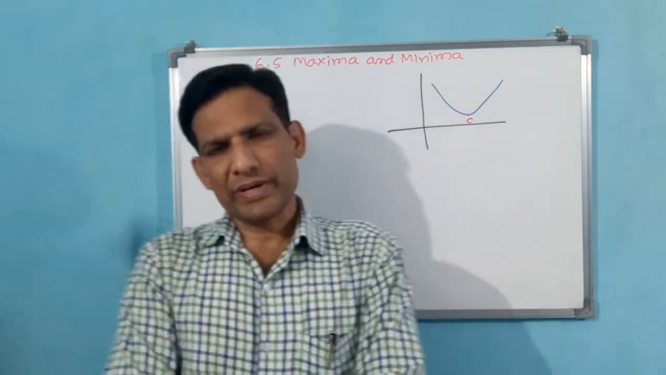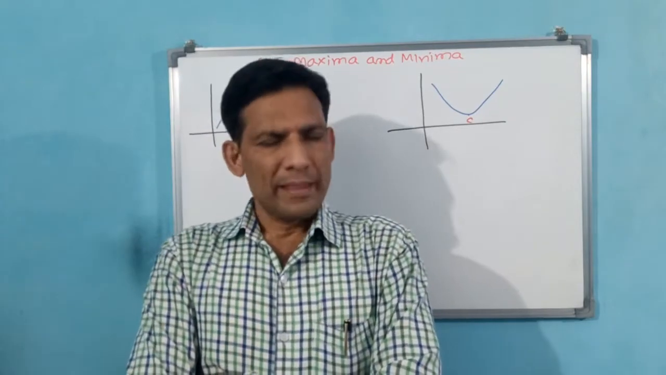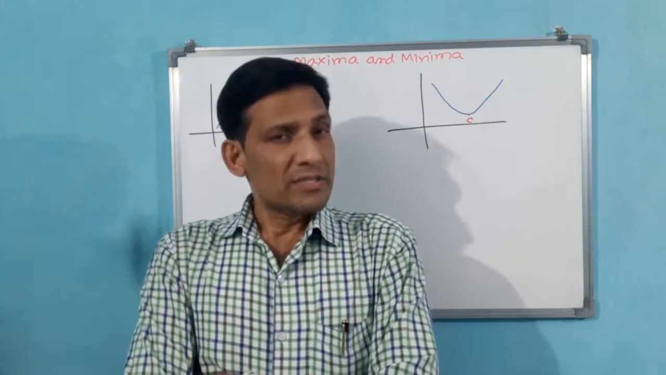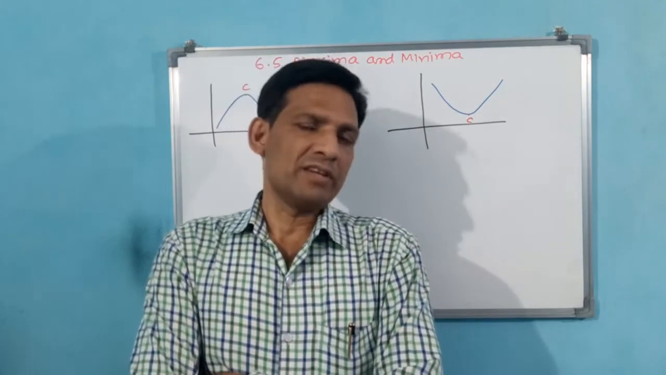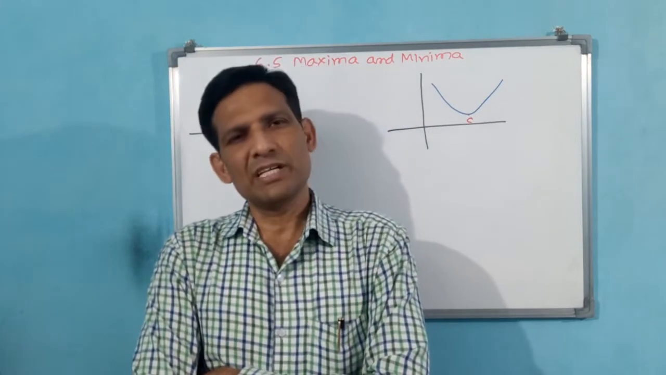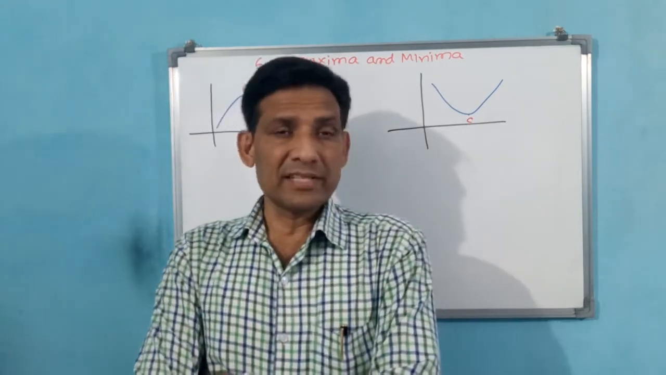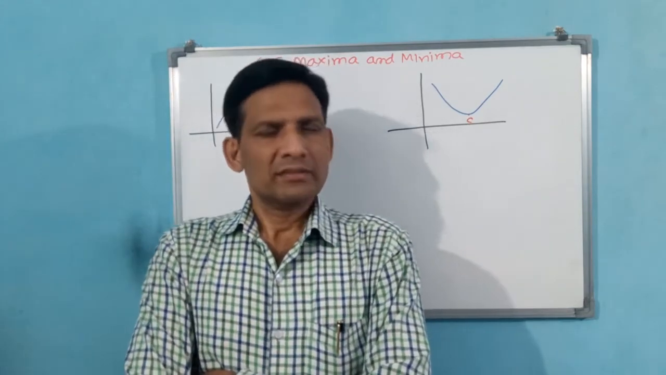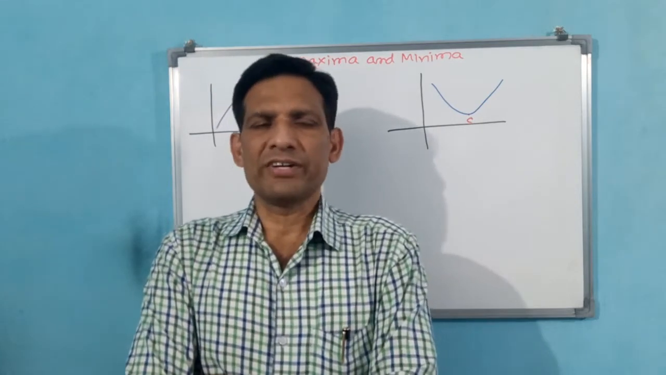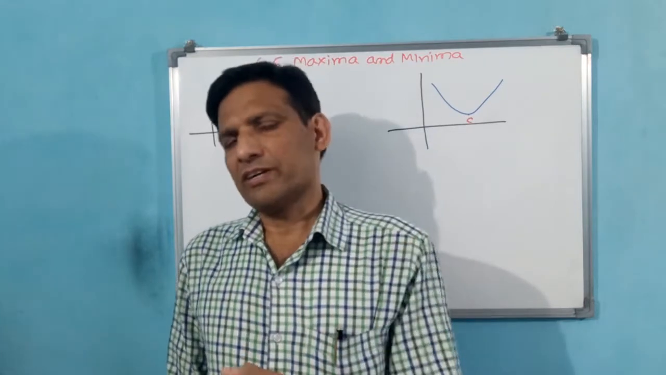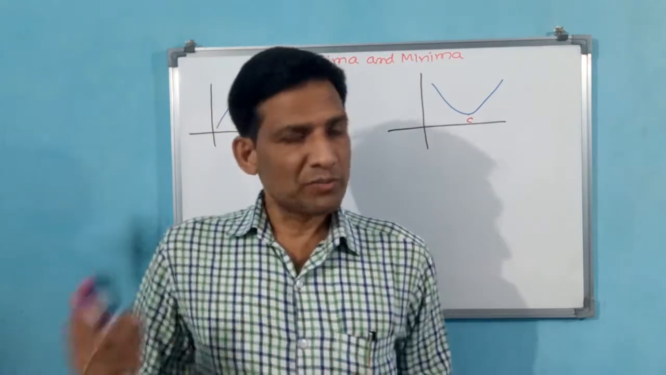First concept: with the function itself we will find the maximum value and minimum value. Second concept is with the first derivative. With the first derivative we are going to find the maximum and minimum value. Third concept is the second derivative, the second order derivative. So: normal function, first order derivative, second order derivative. These concepts are there.